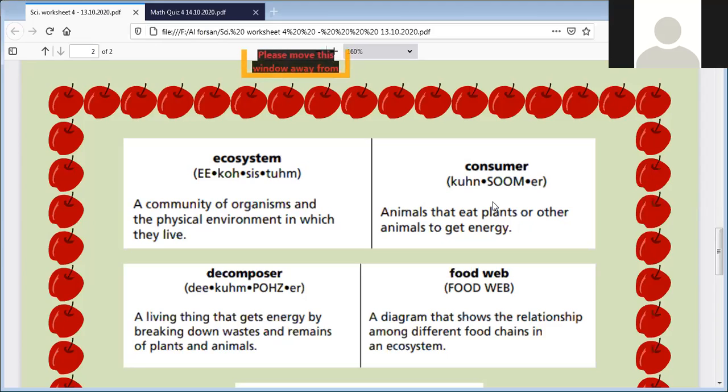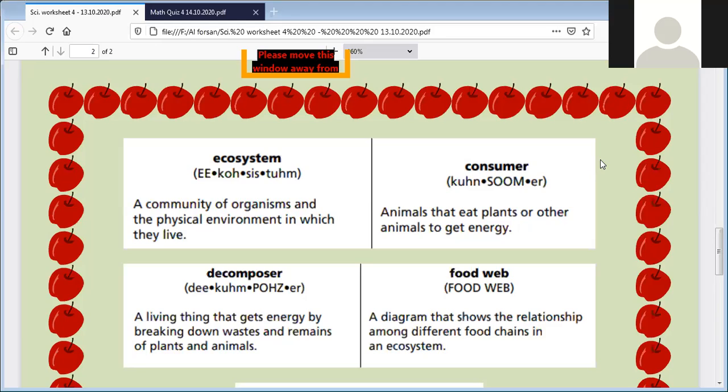So if you want to describe the ecosystem, you will find that we have a lot of communities inside these ecosystems, like the group of animals, the group of plants, and the group of humans. Okay? Even the dead bodies are part of the ecosystem. So all of that forms the ecosystem. So it's a community of organisms and the physical environment in which they live.